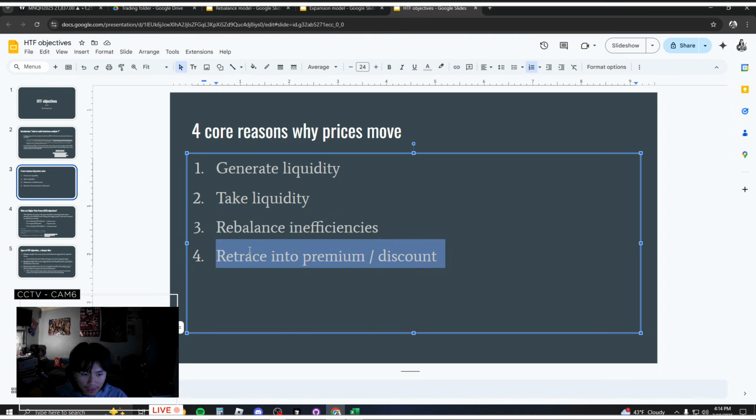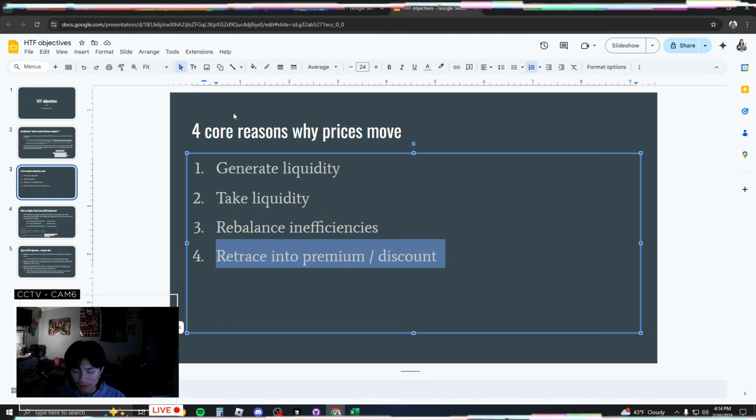And the last thing here is price likes to retrace back into premium and discount. Let's say you sell shoes, right? Do you want to be selling shoes at a high price, or do you want to be selling shoes to your customers at a low price? If you want to make a high profit, you want to be selling where prices are considered high, right? You want to be selling at higher prices to make your profit margin larger.